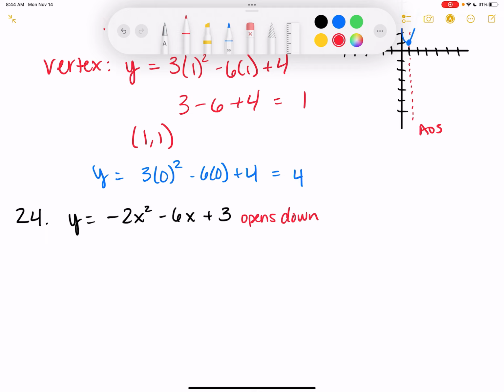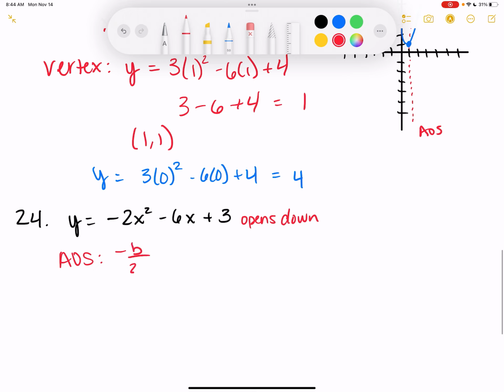All right, so axis of symmetry. We're at minus b over 2a, so that's going to be minus negative 6 over 2 times a, which is negative 2. So now I've got positive 6 over negative 4, so that's equal to what? Negative 3 halves. So x equals negative 3 halves is your axis of symmetry.